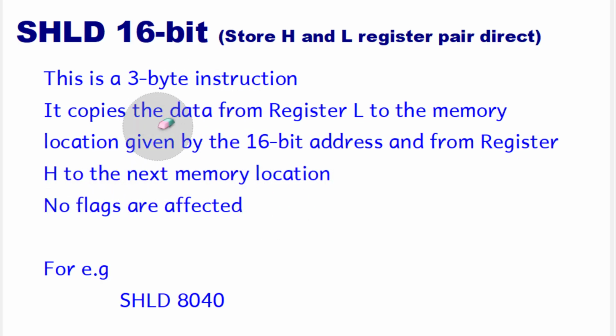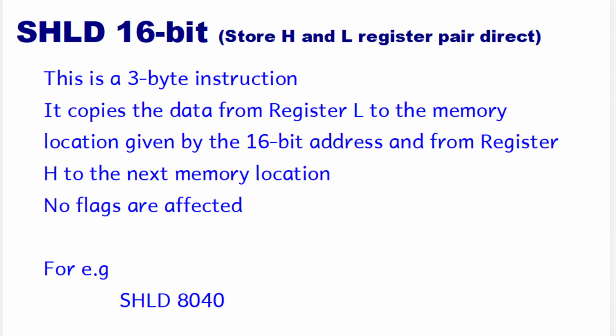So this is of course the opposite of LHLD which we saw. Here we are transferring data from HL to the memory location, in which first the contents of L are stored and then the contents of H are stored. For example, suppose we have SHLD 8040. In this case the data from register L will be stored in 8040, and the data from H will be stored in 8041.